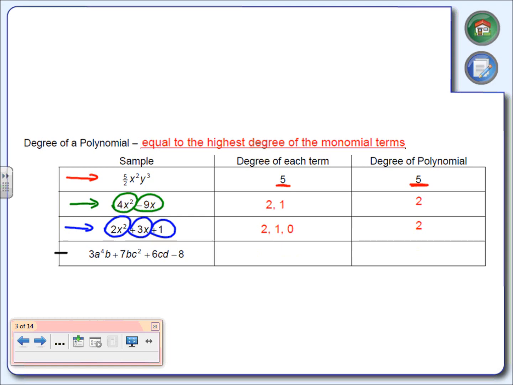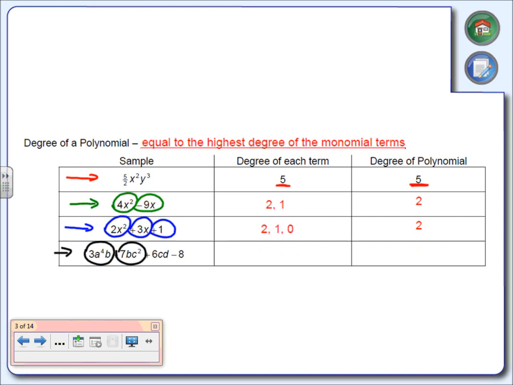All right, last one. This is a polynomial. I want to know what's the degree of each of the terms. So let me start right here. Anybody know what the degree of that term is? 5. That's right. Remember, we're adding up the exponents. So 4 plus 1 is 5.